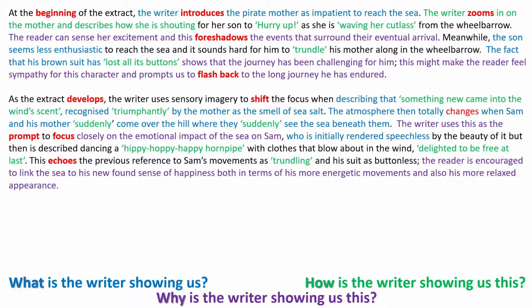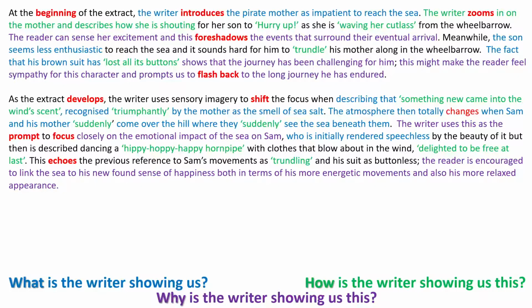As the extract develops, the writer uses sensory imagery to shift the focus when describing that something new came into the wind's sense, recognised triumphantly by the mother as the smell of sea salt. The atmosphere then totally changes when Sam and his mother suddenly come over the hill where they suddenly see the sea beneath them. The writer uses this as the prompt to focus closely on the emotional impact of the sea on Sam, who is initially rendered speechless by the beauty of it, but then is described dancing a hippy-hoppy happy hornpipe with clothes that blow about in the wind, delighted to be free at last.